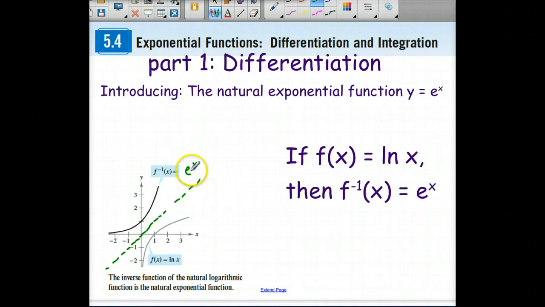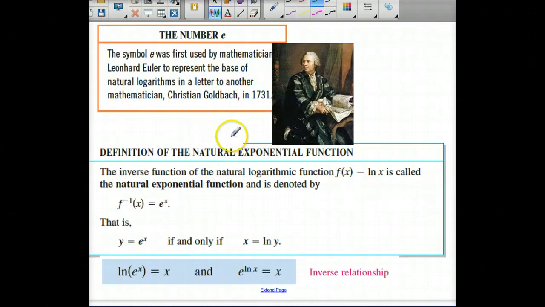E is a constant. It's a number like pi that is irrational. It goes on forever. It's a decimal with no pattern. So f of x is natural log of x, and then its inverse is e to the x. So these two functions are inverses of each other. All right, so let's examine that a little bit more.